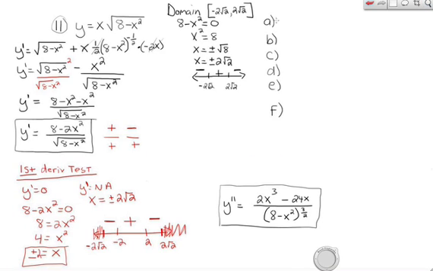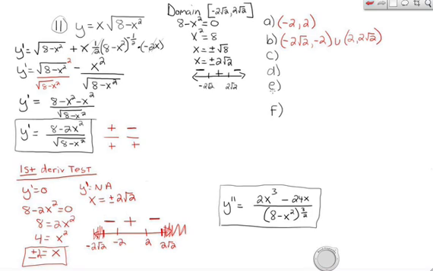When is the function increasing is what A is asking. I think we should all be in agreement that that's going to be between negative 2 and positive 2. When is it decreasing? Negative 2 root 2 to negative 2, union 2 to 2 root 2. C is concave up and concave down. We're not ready for that yet.